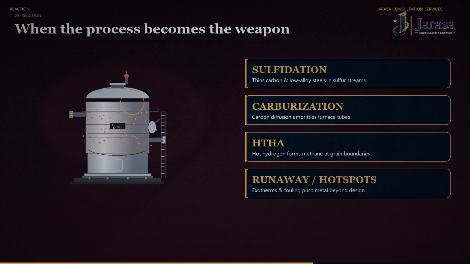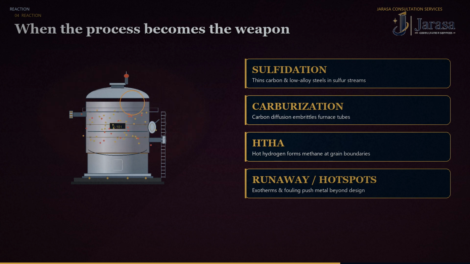Exothermic runaway, hot regeneration cycles, and coke or scale deposits create reaction hotspots that push local metal temperatures far beyond the control room average. Fouling isn't just an efficiency issue, it changes heat transfer and can drive the metal into a damage regime the designer never intended.